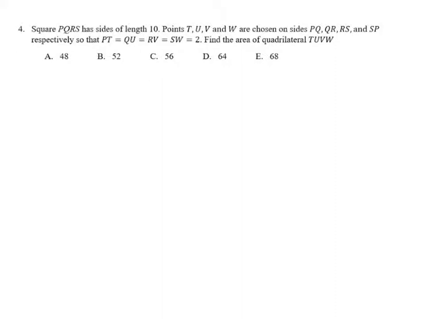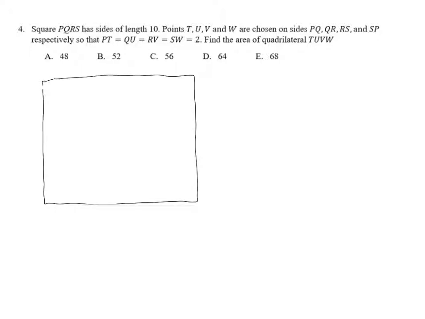Let's start by drawing square PQRS. I'm actually going to draw it fairly large because we're going to be doing a lot of marking up with this square. So we've got PQRS. Each of the sides has length 10. I'm not actually going to deal with that quite yet. We're going to use it in a moment.